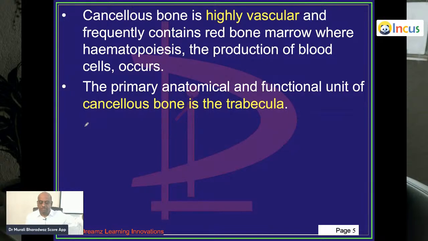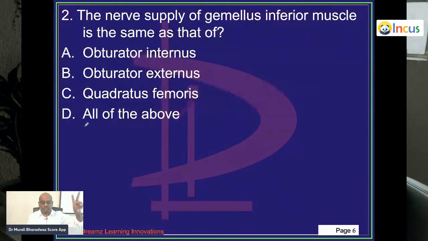Cancellous bone is highly vascular. Cancellous bone has the red bone marrow. They're the 2 points you need to remember.